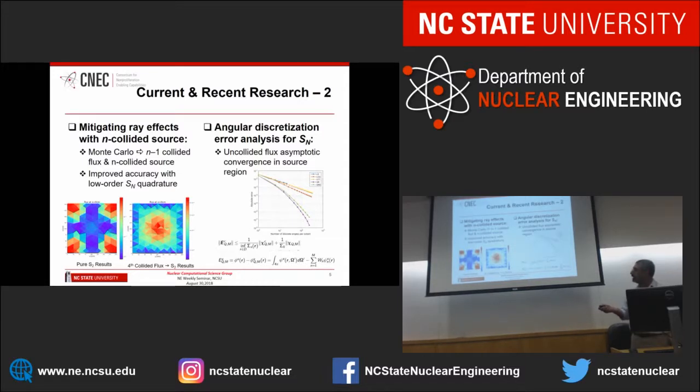Here you see that it's at the corners because we're using an S2 quadrature. With the same S2 quadrature, if you use the fourth collided flux, you see that you've moved the peak back to the center. This is the work of another student looking at angular discretization error. So just like we are interested in the error from the spatial discretization, we're also interested in what happens from the angular discretization.